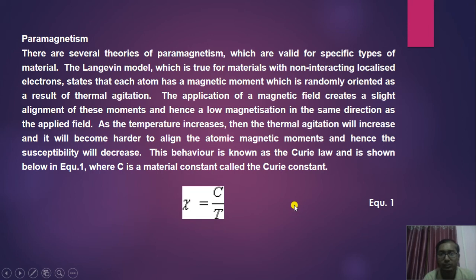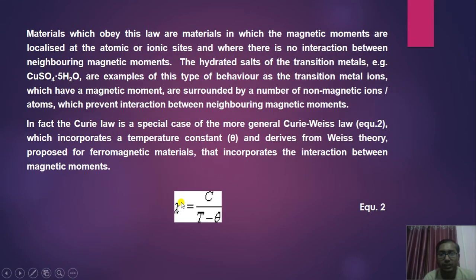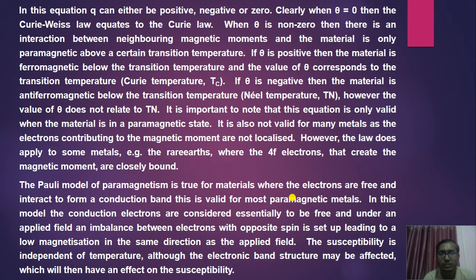Then there is another formula, which we call the Curie-Weiss law, which states that the magnetization equals C upon T minus theta, where theta is a temperature constant. This kind of behavior is also seen in some kinds of salts. So here is a small explanation about this type of paramagnetic materials.